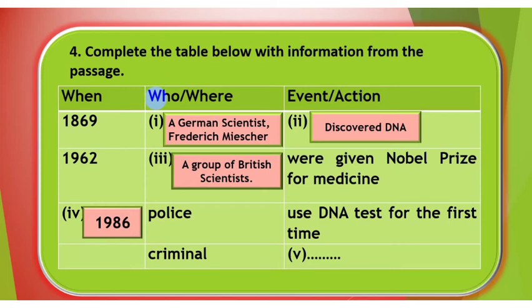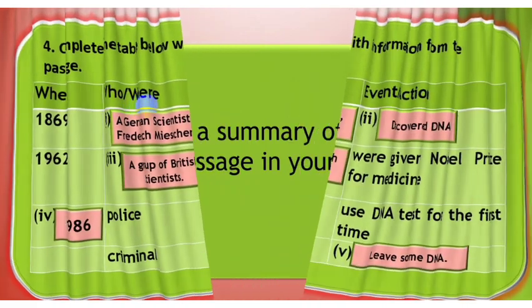Then in question number 5, what action does the criminal do? Do you remember what action the criminal does? Yes, the criminal leaves some DNA. So, our answer becomes leaves some DNA. So, we have already completed the information transfer box. Then go through the next slide.